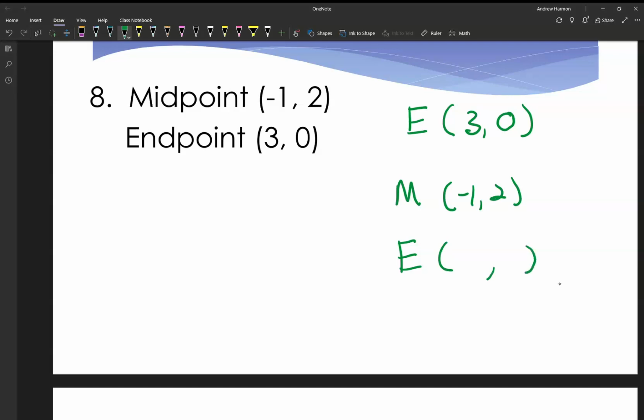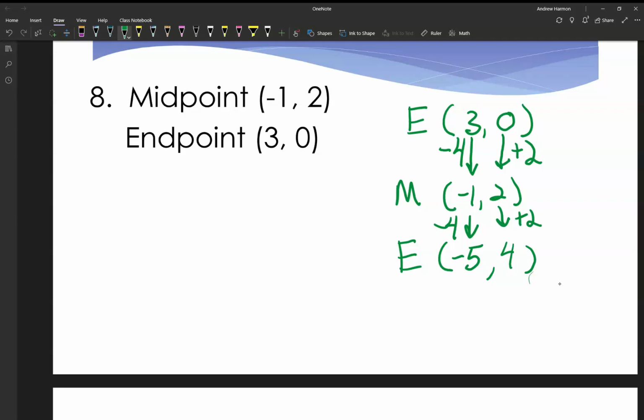So for our x's, to get from 3 to negative 1, I have to subtract 4. And then to repeat that to get to the other endpoint, negative 1 minus 4 is negative 5. Do the same thing for my y. 0 to 2 is adding 2, so I have to add 2 here to get 4. So that means my answer is negative 5, 4.